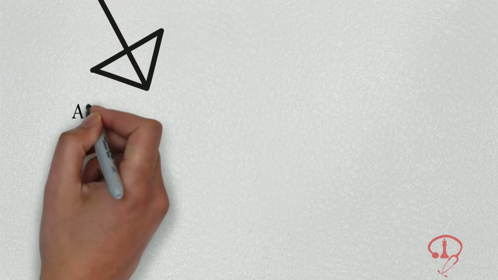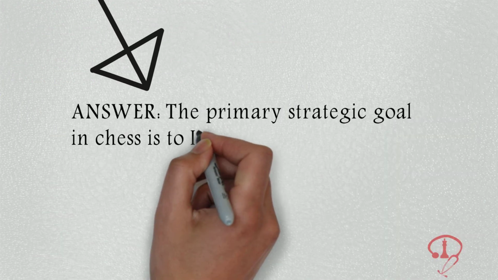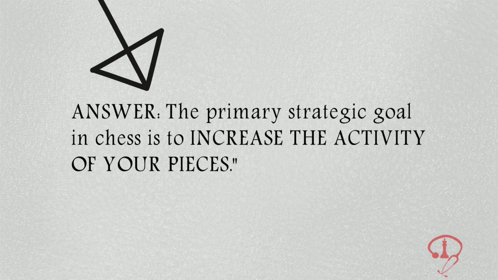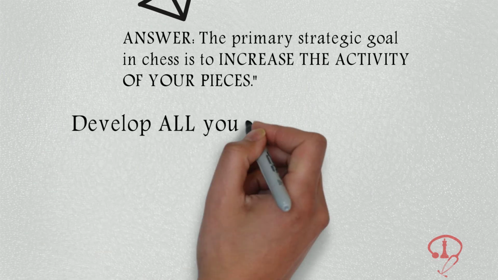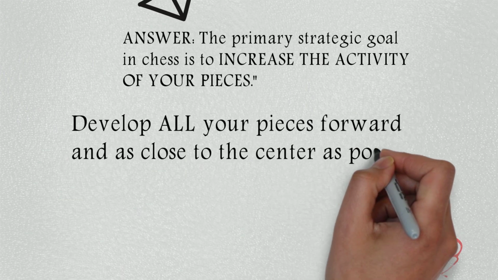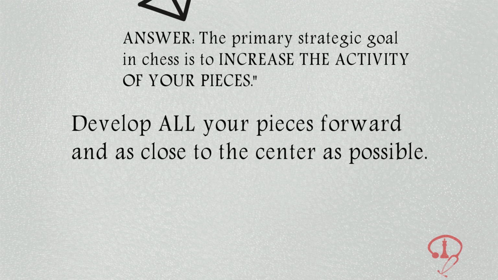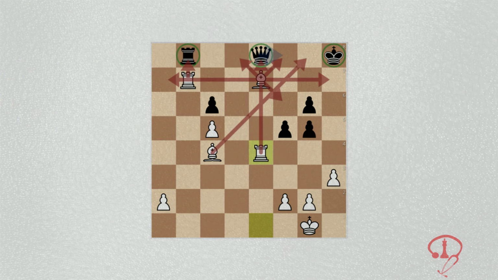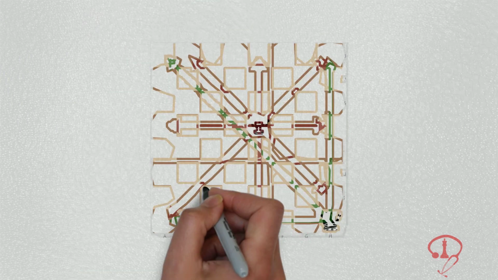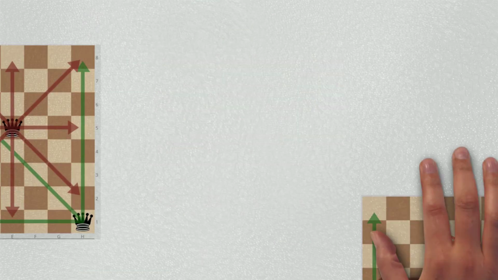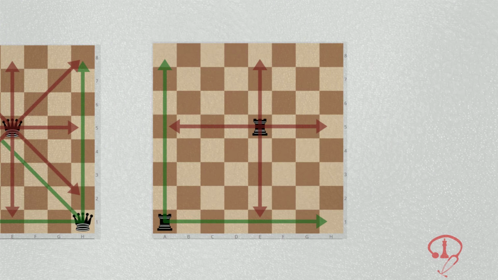Okay, the primary strategic goal in chess is to increase the activity of your pieces. So you might ask, how do I accomplish this goal practically? The answer is, you develop all your pieces as forward and as close to the center of the board as possible. Why as forward as possible? Because when you move a piece forward, you increase your piece's activity and you restrict the opponent's pieces at the same time. Why put your pieces in the center? Because every piece controls the greatest number of squares on the board when it's in the center.